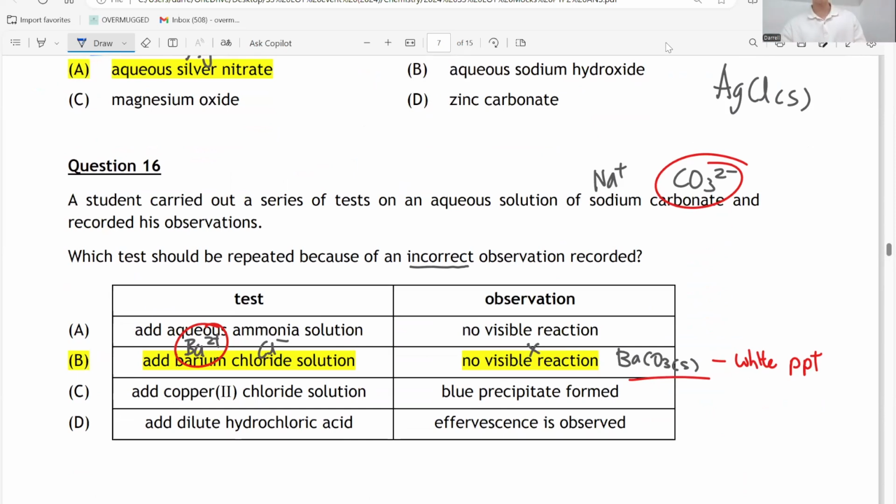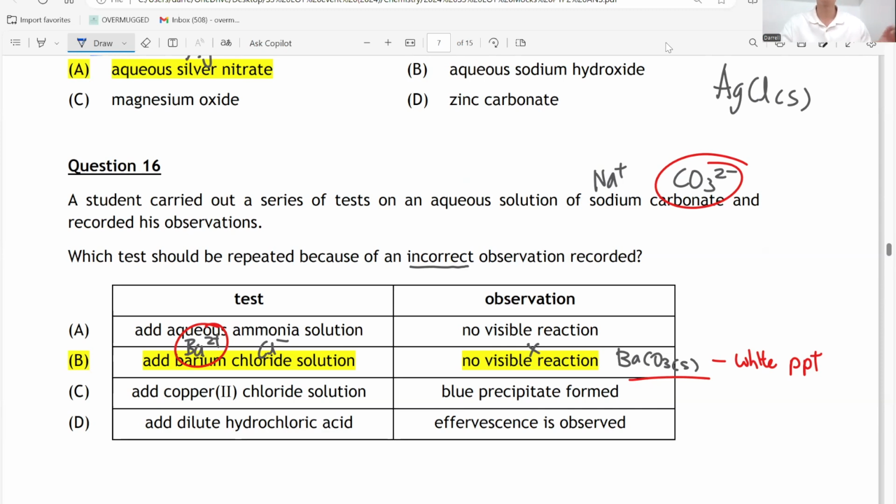If you're going to add in barium chloride, we expect the barium and the carbonate to come together to form barium carbonate, because barium carbonate is insoluble. All carbonates are insoluble except for those of the group 1 metals and ammonium. So option B is incorrect because the observation is not no visible reaction. The observation should have been a white precipitate is formed.